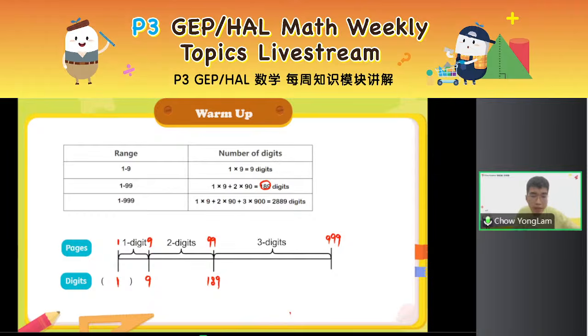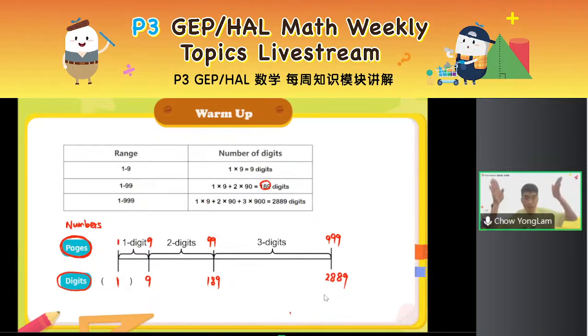Take note, whatever I label on top is the number of pages or the number of whole numbers. So of course, 1-digit number is 1 to 9. Then 2-digit numbers is up to 99. 3-digit numbers up to 999. Everything I label over here is about the whole numbers. And everything I label in the digits is referring to the number of digits taken to reach this specific checkpoint, right? So then for 999, from 1 up to 999, I would have written a total of 2889 digits.